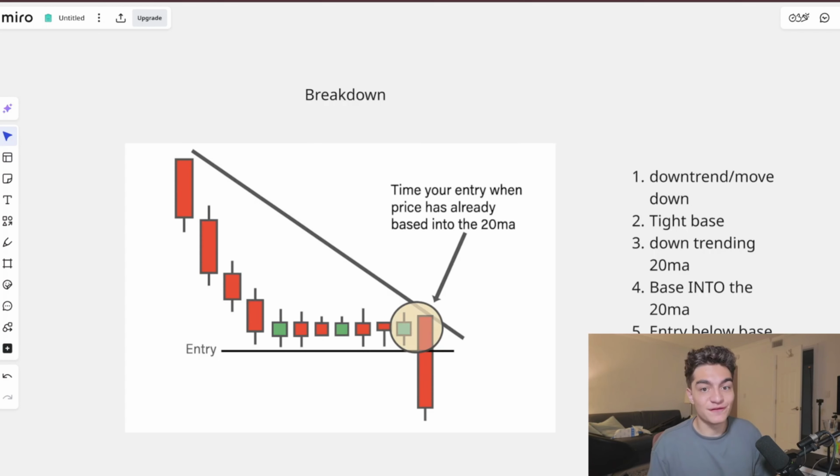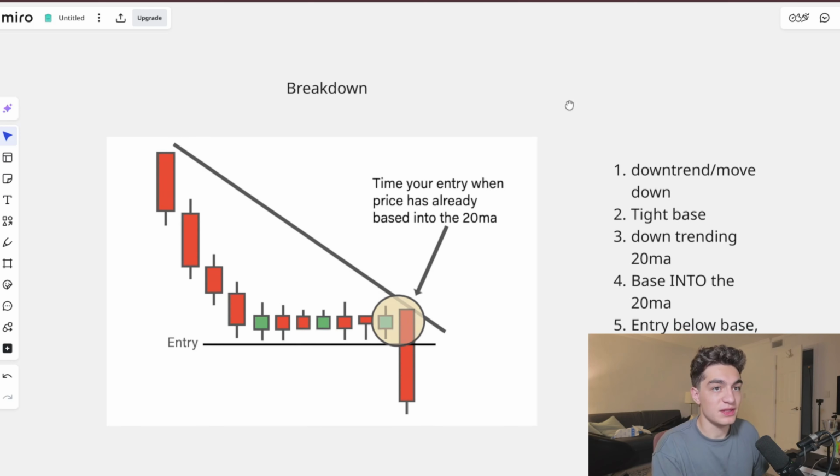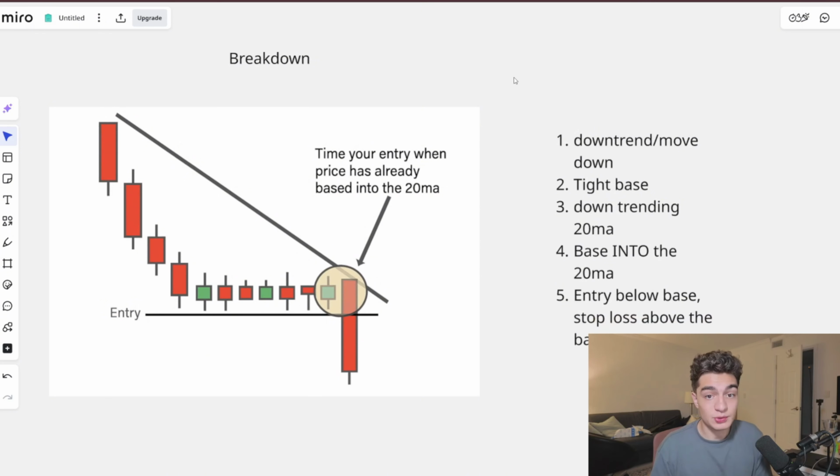And ladies and gentlemen, guess what? You can actually flip this setup. And this is actually my favorite setup of all time, the breakdown. It's literally the exact same thing, except flipped. So instead of an uptrend, we're looking for a downtrend or move lower. We're looking for the 20 period average to be overhead, trending lower. We're flipping it. You see what I'm doing here?